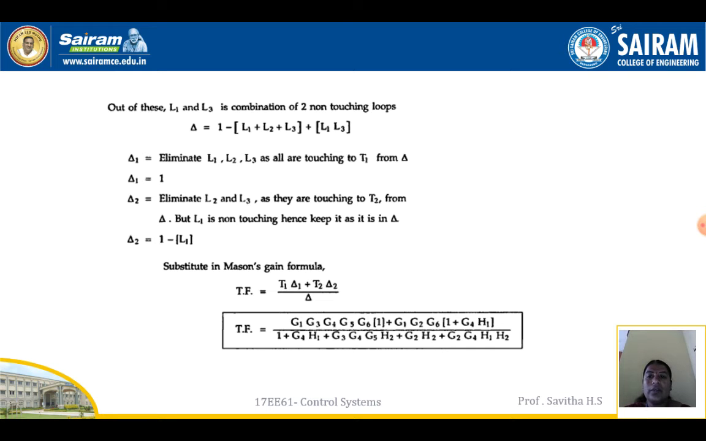Delta 2 is equal to eliminating L2 and L3 as they are touching T2. Therefore, delta 2 is equal to 1 minus L1. Substituting in Mason's gain formula, the transfer function is equal to T1 delta 1 plus T2 delta 2 divided by delta. And the transfer function will be G1 G3 G4 G5 G6 into 1 plus G1 G2 G6, 1 plus G4 H1 divided by 1 plus G4 H1 plus G3 G4 G5 H2 plus G2 H2 plus G2 G4 H1 H2.